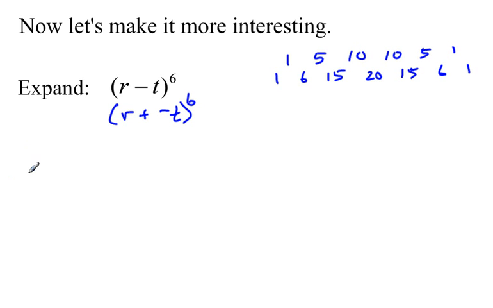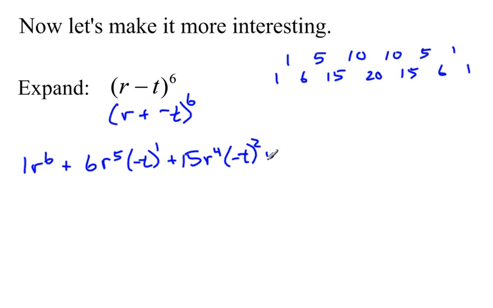All right, so here we go. We've got 1 r to the 6th plus 6. Our r goes down to the 5th, and we're going to put negative t in parentheses to the first. Then we're going to have 15. R goes down to 4. Negative t goes up to 2. Then we have 20. R goes down to 3. Negative t goes up to 3. Still adding up to 6.